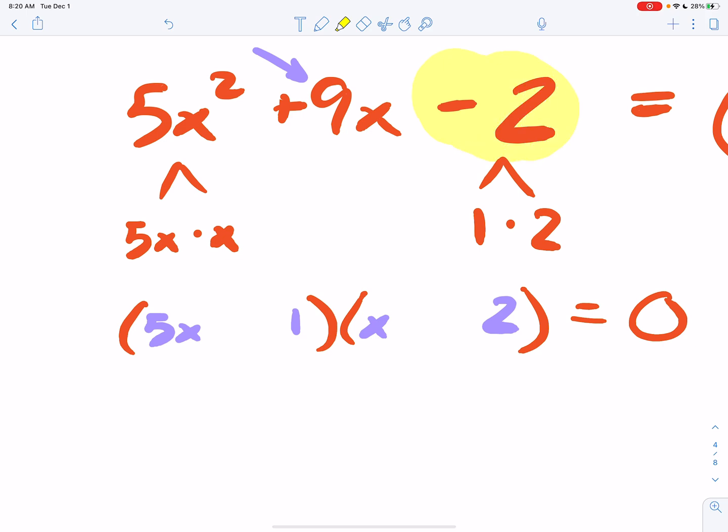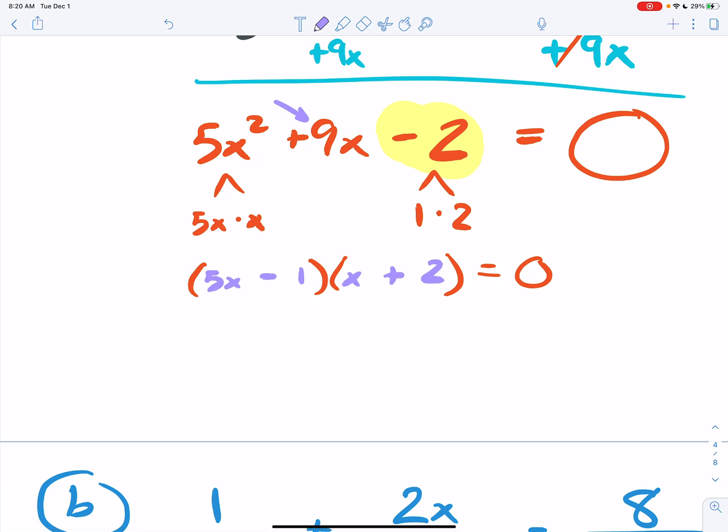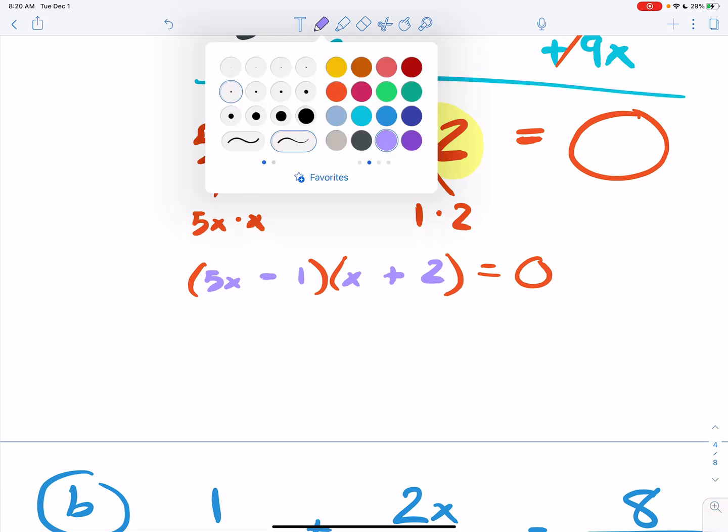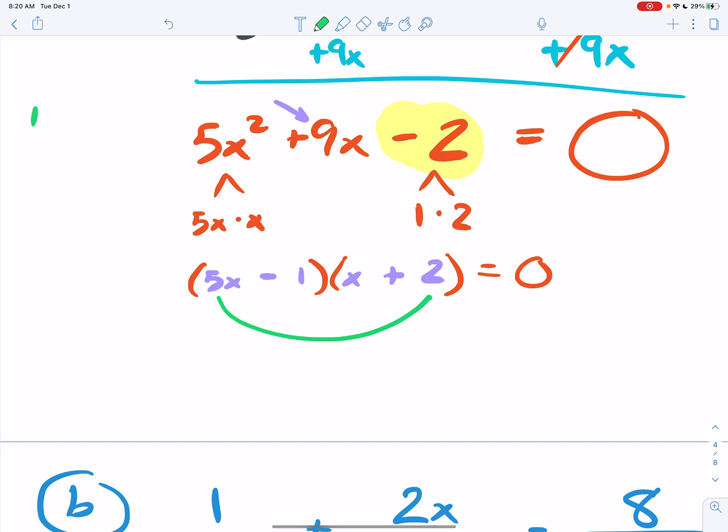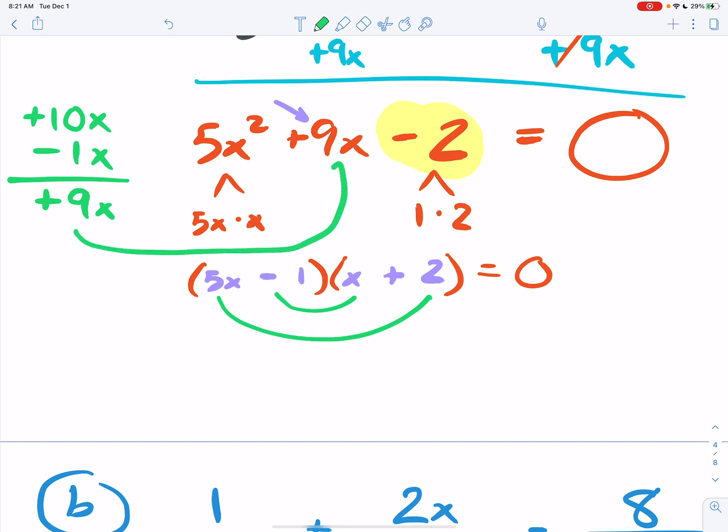Notice how right here our constant is negative, so your signs have to be different. So I am going to put plus here and minus here. And you know, you might not guess it on the first try, and that's okay, but keep guessing until you get it. And then eventually you guys are going to learn strategies, okay? So let me double check to make sure that it's right. 5x times 2 is positive 10x. Negative 1 times x is negative 1x. Different signs we subtract. We keep the sign of the larger number. And is that what we want? Absolutely, okay?